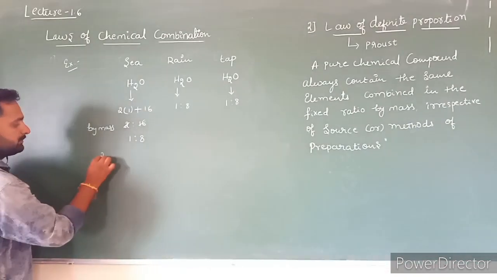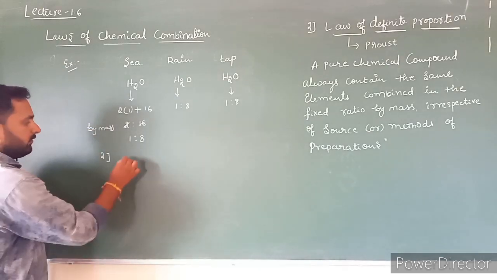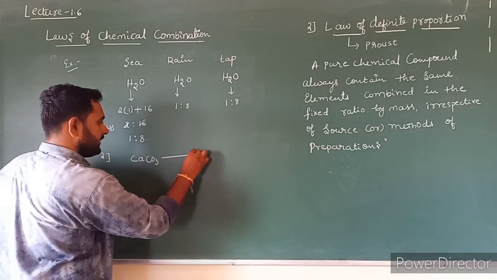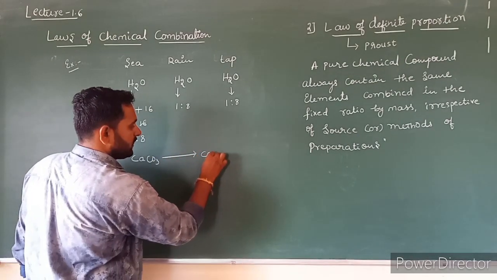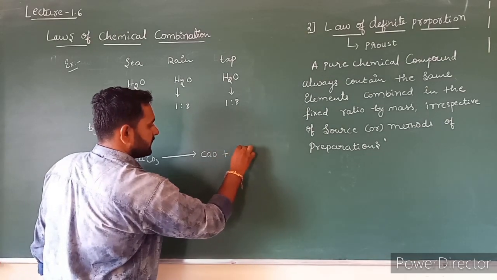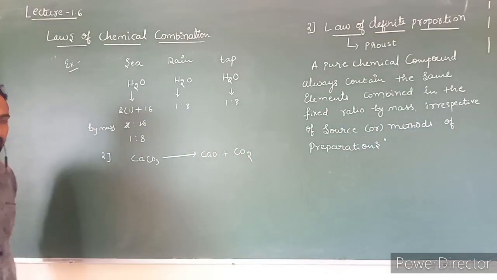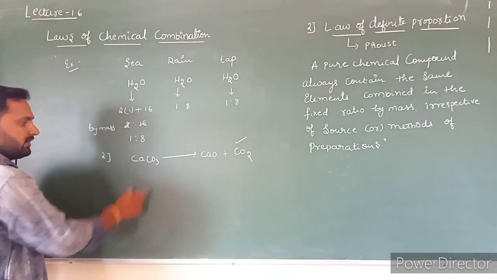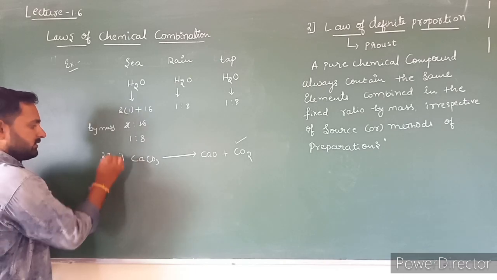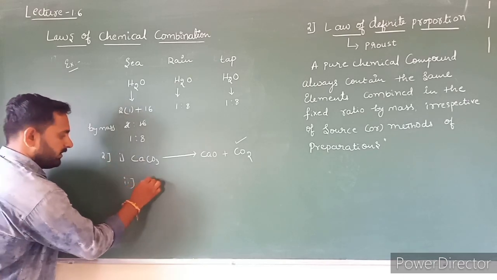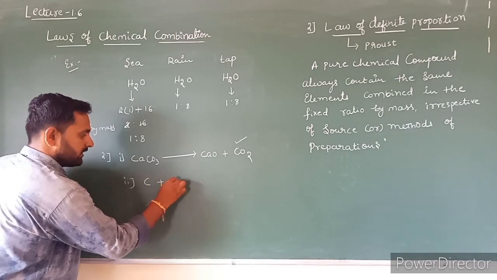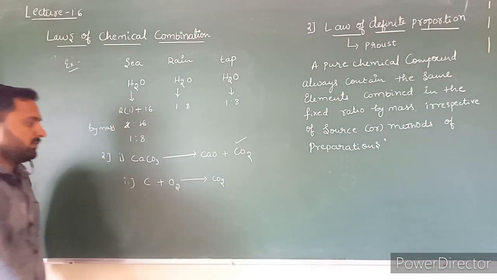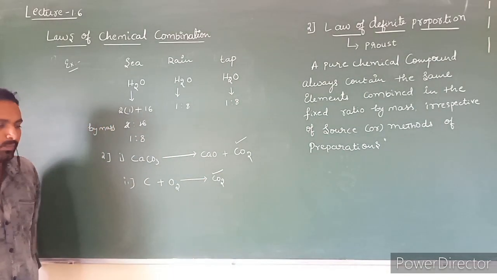The second example. When calcium carbonate is heated, it gives calcium oxide and carbon dioxide. This carbon dioxide we can prepare from this method or we can prepare by some other method. The second method: when carbon reacts with oxygen, it gives carbon dioxide. Carbon dioxide we can prepare from two methods.